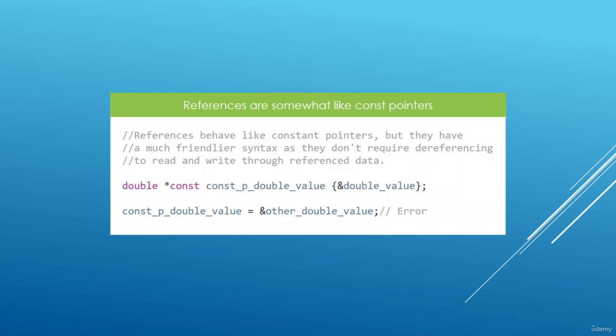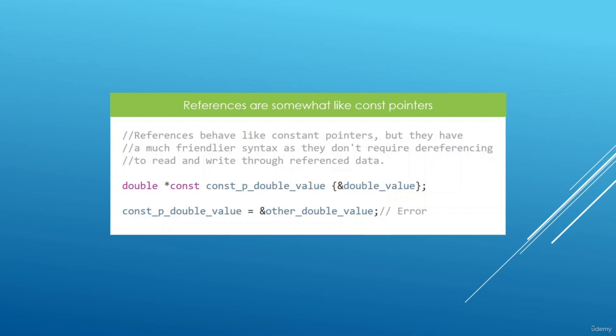So in this regard, we can think of references as const pointers, because const pointers also can't be made to point somewhere else. If you try to do that, for example, here we have a const pointer called const_p_double_value, and if we try to make it point somewhere else through this assignment here, we're going to get a compiler error. Okay, so this is really all in terms of the comparisons that we had to make between references and pointers.